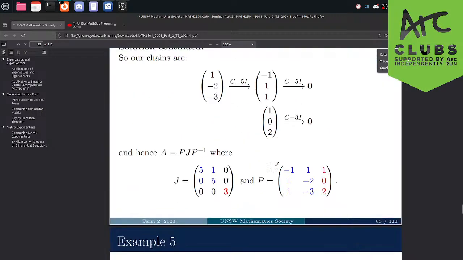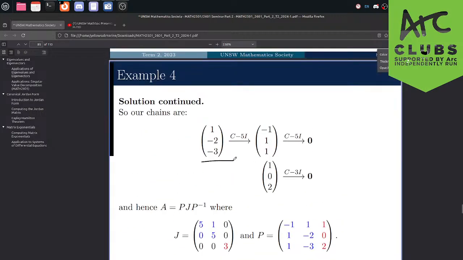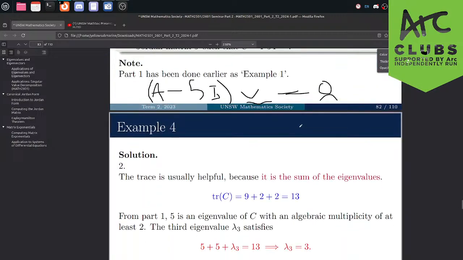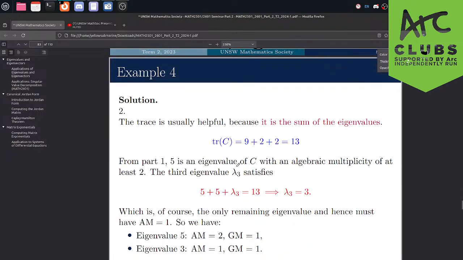The Jordan chain, here, let me scroll down, the Jordan chain being this. You get your original vector V, you apply it once, and that's your two Jordan chain vectors. So we know that the algebraic multiplicity must be at least 2. So that means there are 2 instances of the 5.